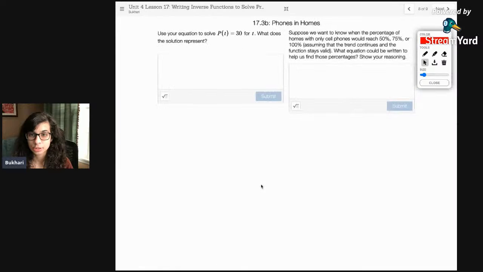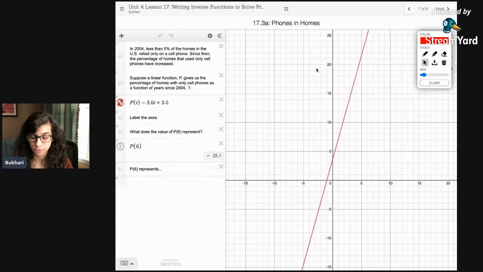And last but not least, understanding function notation in context with phones and homes. In 2014, less than 5% of homes relied on only a cell phone. Since then, the percentage of homes that use only cell phones has increased. Obviously, things are cheaper and more accessible. It's defined by this function.